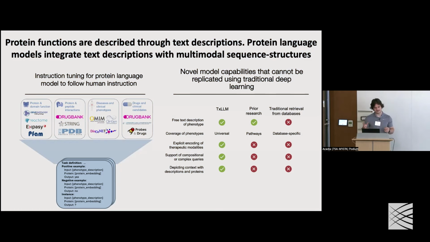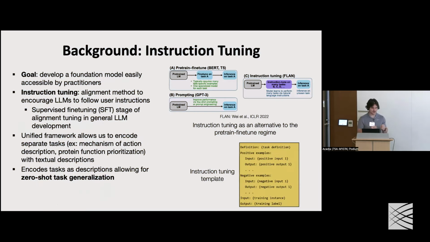And then we support things like compositional complex queries. You can also depict context through both descriptions, so text, and also the proteins. Just a bit of background, and then I'll explain exactly how this architecture looks, and then we'll dive into some results. So, background.